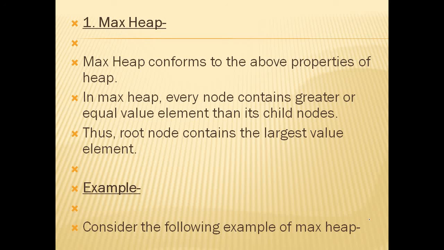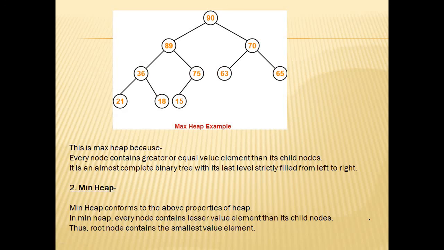Max heap is nothing but the default heap tree; we call it a max heap. Here we have an example. When you get any binary tree and are asked whether it is a heap tree or not, simply check whether the root element is greater than its children. For example, here 90 is the root element. Its children are 89 and 70. Yes, the root is greater than these two children.